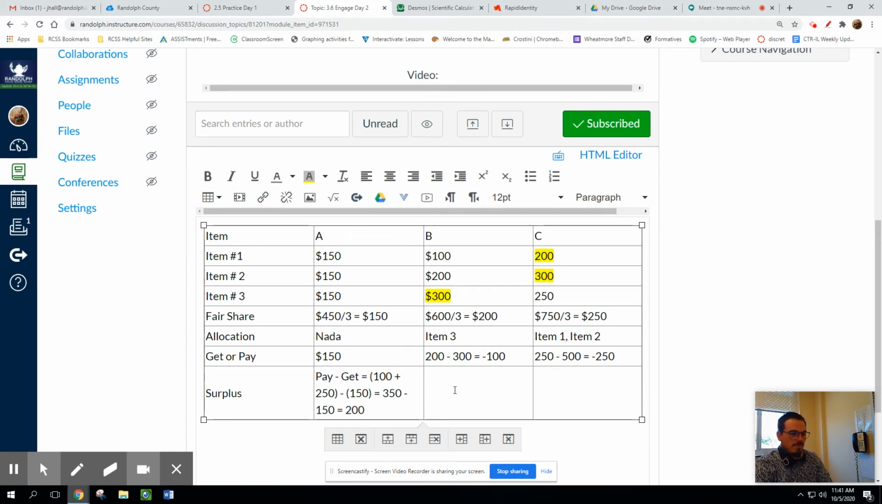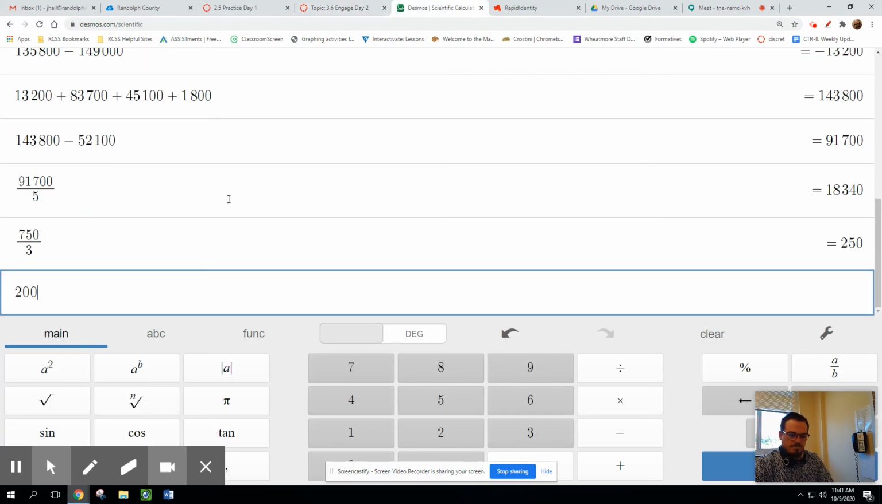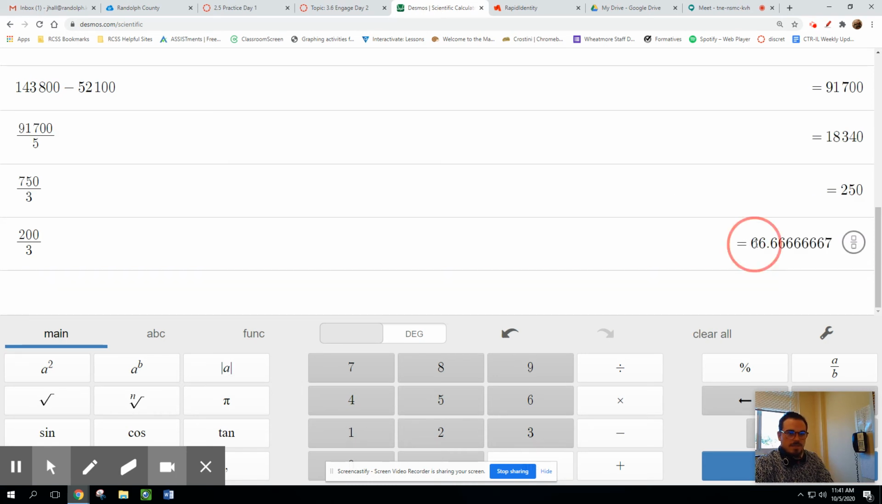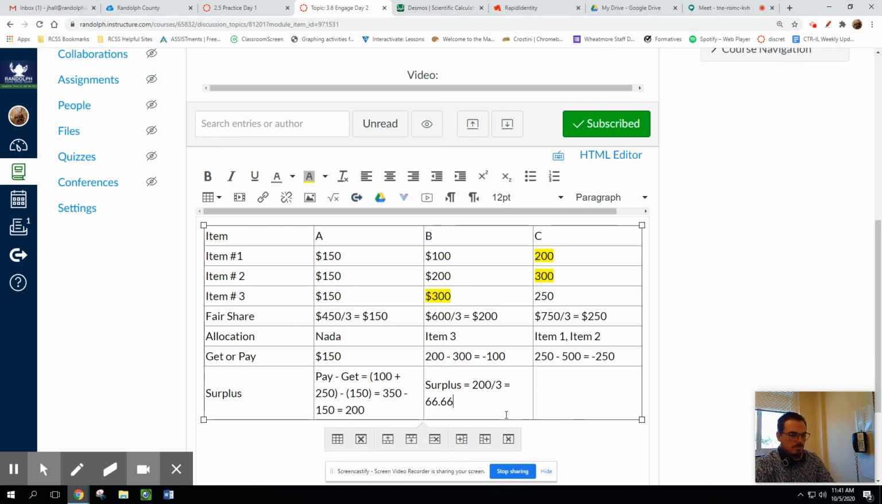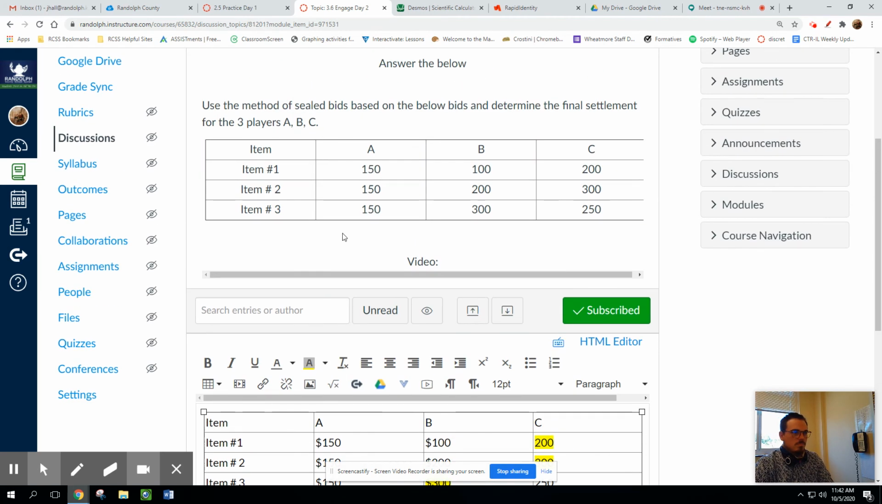And so then the surplus is equal to $200 divided by the three players, which means that every player is going to get $66.67. So with that information, now we do the final allocation, which is what we want, right?